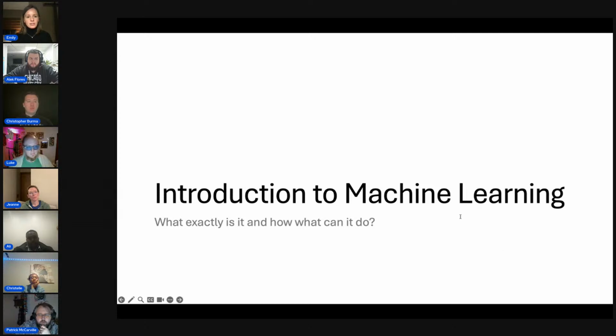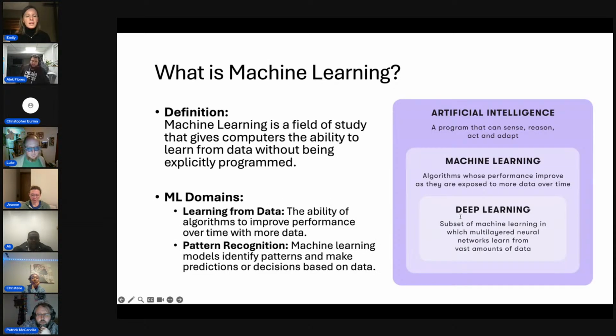All right. Introduction to machine learning. What exactly is machine learning? We know that we're in this course. What is it? And what can it do? What can we actually do with machine learning? Machine learning is the field of study that gives computers the ability to learn from data without explicitly being programmed.